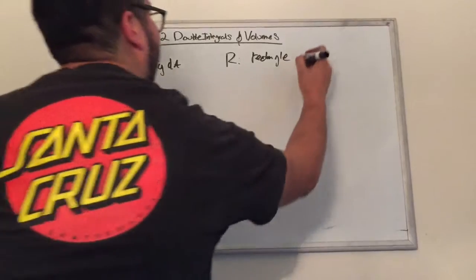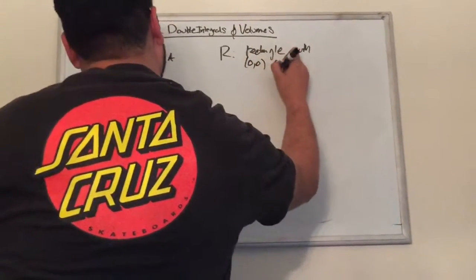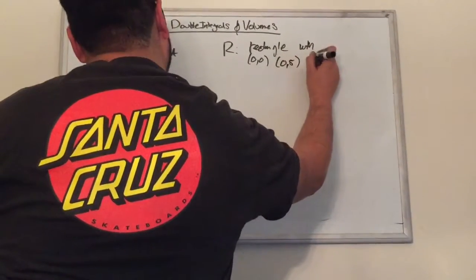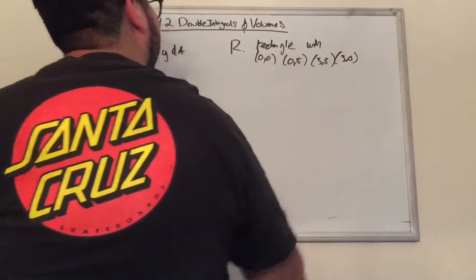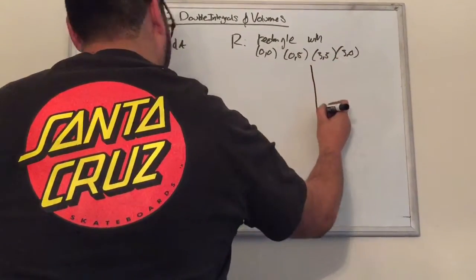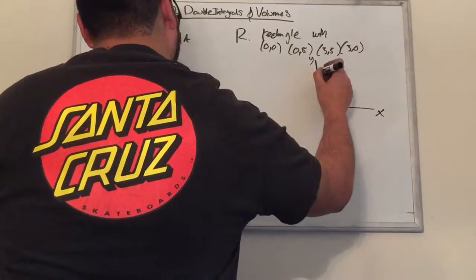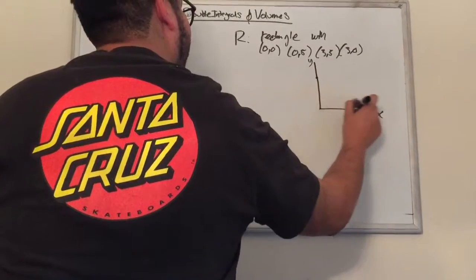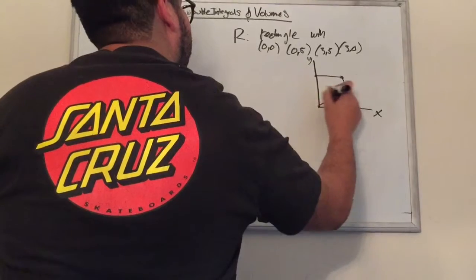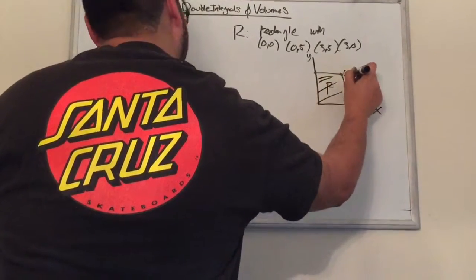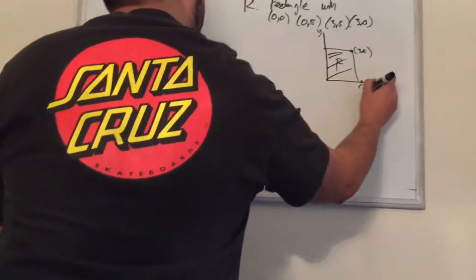with vertices 0, 0, 0, 5, 3, 5, and 3, 0. So we're going to go ahead and sketch that region. Okay, x, y. Alright. So this is the region we're interested in. It's going to be 3, 5. And this is 3, 0.